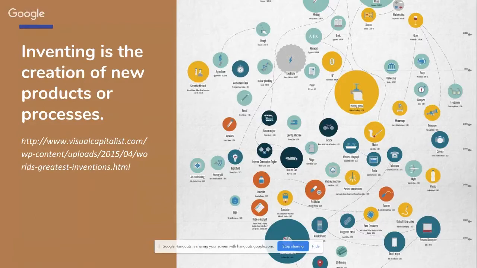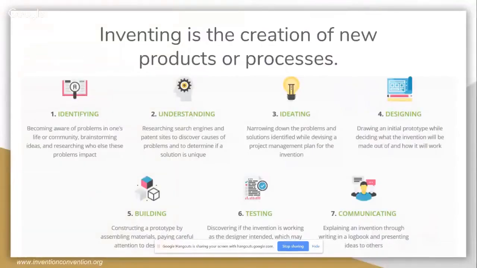Now, there is a process to create these inventions, and the process has 7 steps. The first is identifying the problem. The second is understanding the problem: researching the different details of the problem, and understanding how to solve it. Then ideating is writing down different types of solutions that you can use to solve the problem. Like, how could I use this?